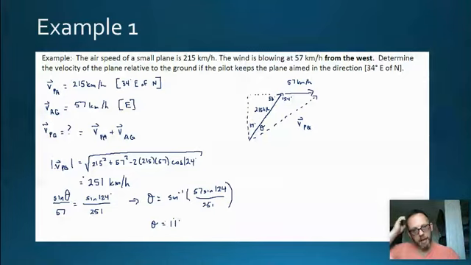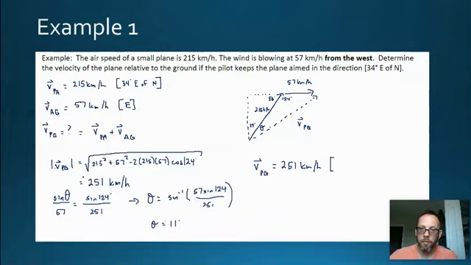And so now we can answer the problem. The velocity of the plane with respect to the ground. This would be the speed and direction that somebody just watching the plane fly by on the ground would see it moving in. It's 251 kilometers per hour in this direction. And maybe you want to think about what the direction is. I can tell you the direction is not 11 degrees east of north.